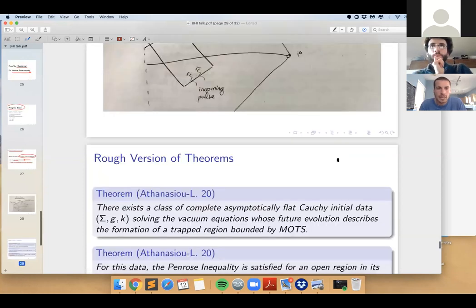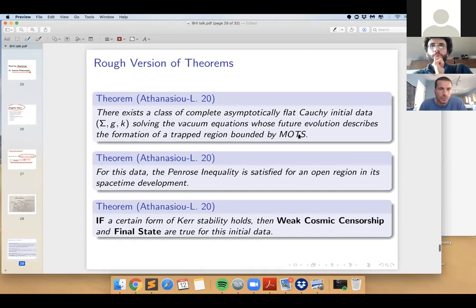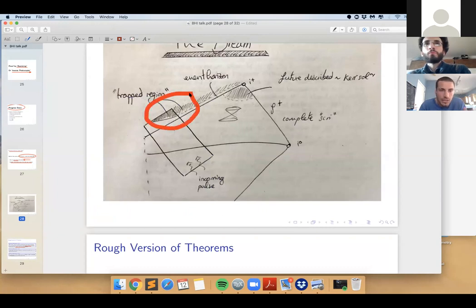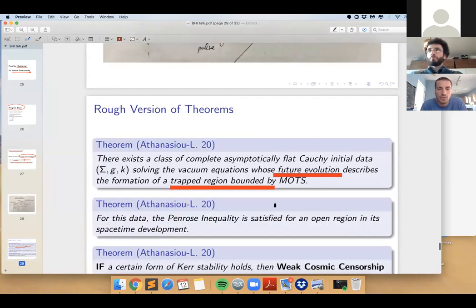But what I'll first show is what theorems we do have. So first of all, there exists a class of complete asymptotically flat Cauchy initial data. This just means it's nice initial data for the Einstein vacuum equations. And the future evolution of this initial data gives you a trapped region. So you say, okay, isn't that what we already saw? No, there's a difference here. Before, we knew how to form a trapped surface. Now I'm telling you, we can actually form regions that are filled with trapped surfaces, but that are bounded by marginally outer trapped surfaces. So that's something that we can now do.